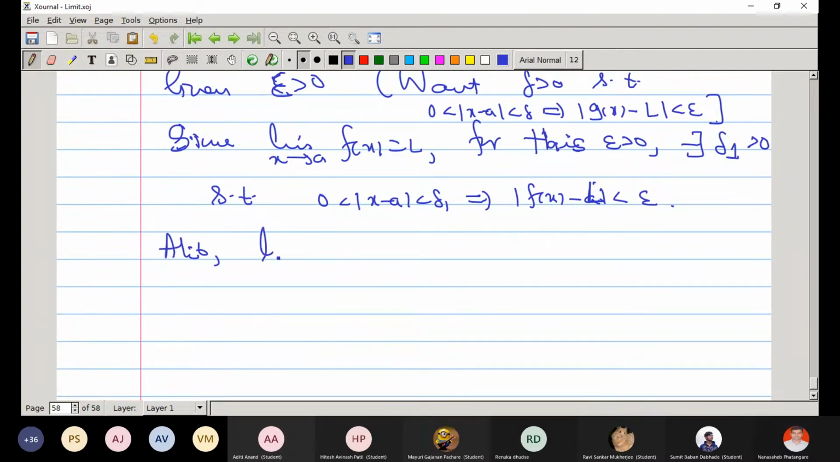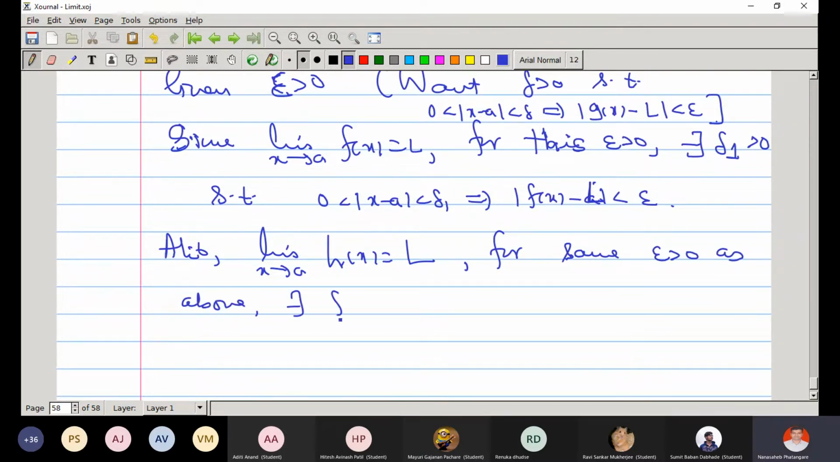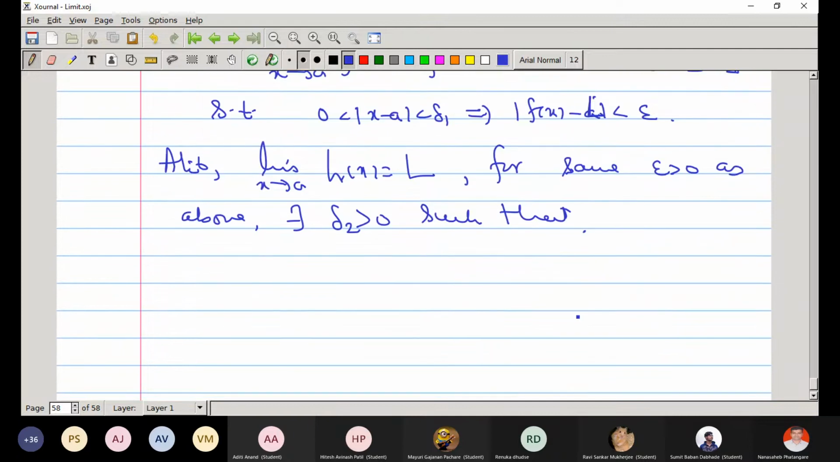Also, the limit as x tends to a of h(x) is also L, right? And for the same epsilon as above, there exists another number, which may not be the same as delta 1, such that whenever the distance of x from a is less than delta 2, the distance of h(x) from L is less than epsilon.